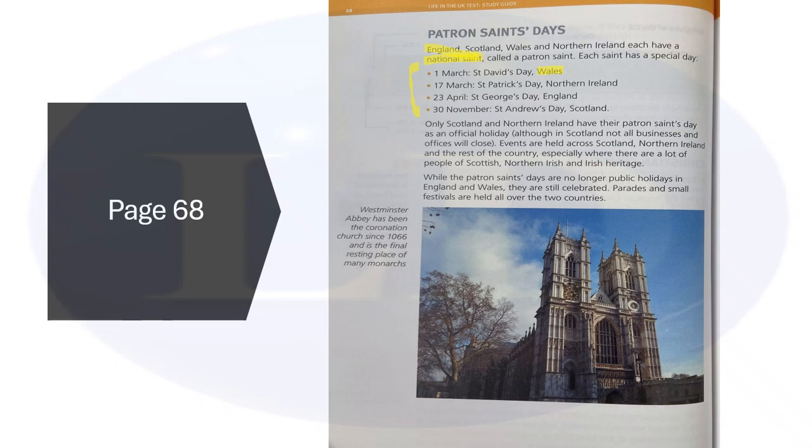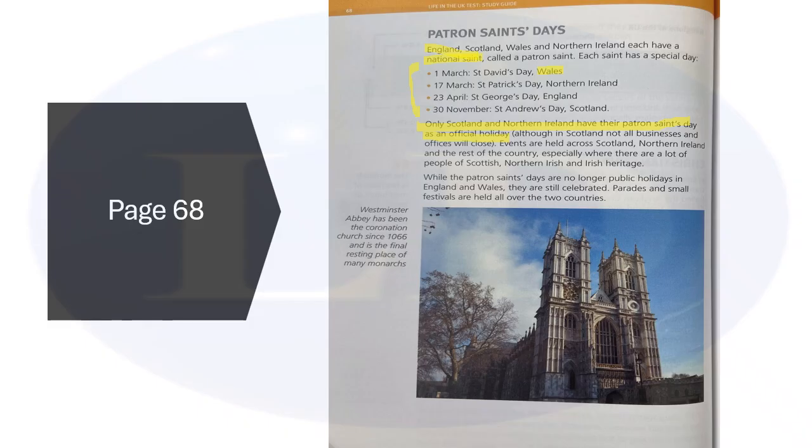David and Patrick, so there are 2 in March, one for Wales, one for Northern Ireland, and 1 in April and 1 in November. These were some of the ideas, but you could remember as you like, so you can have some kind of tricks and tips to remember these. Only Scotland and Northern Ireland have their patron saint's day as an official holiday. So these 2 countries celebrate the patron saint's day as an official holiday, whereas in England and, excuse me, Wales, they are celebrated, but they are not a public holiday.